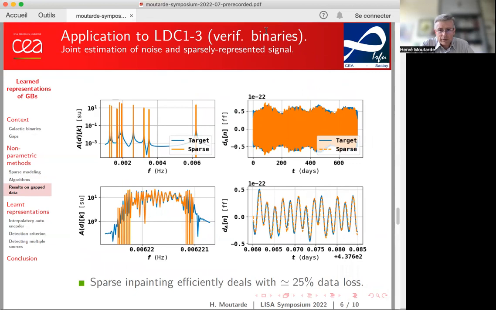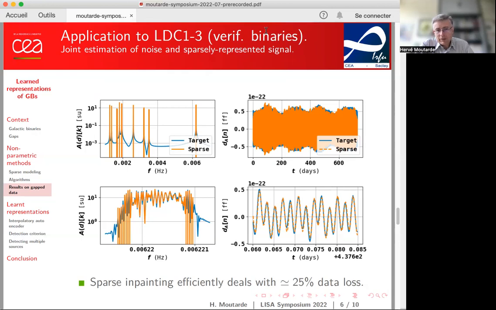And we see on the first line that we manage to detect, in orange with our sparse estimate, the various peaks corresponding to galactic binaries in the data. The target signal appears in blue, and we obtain a good reconstruction either in frequency or in time. And if we zoom on the peak, we see that the sparse estimate reconstructs almost faithfully the substructure of the peak, while we lose some information on the tails of the signal. But still, it works with the gap data, and we can deal efficiently with 25% loss.